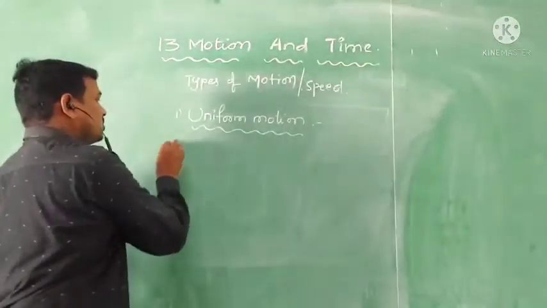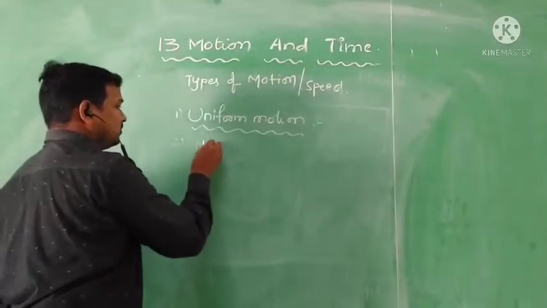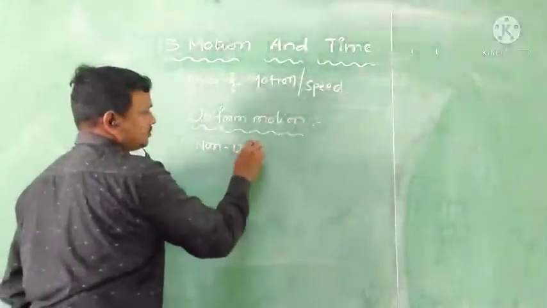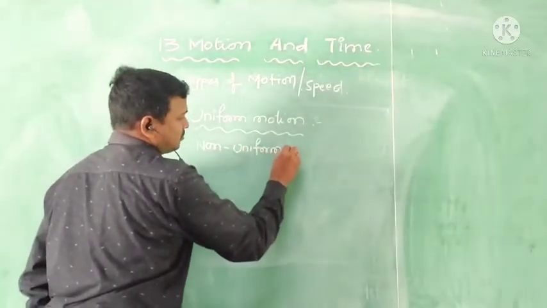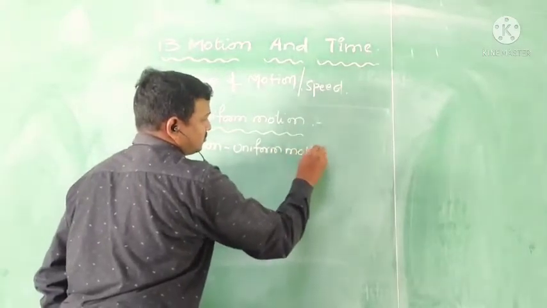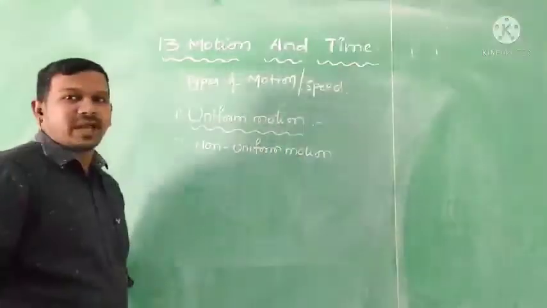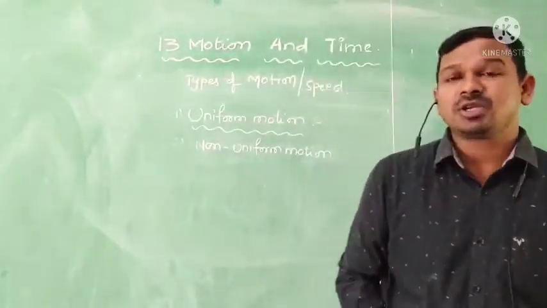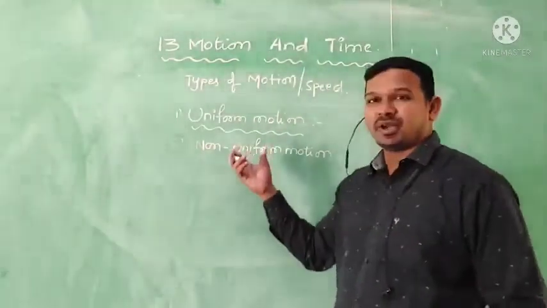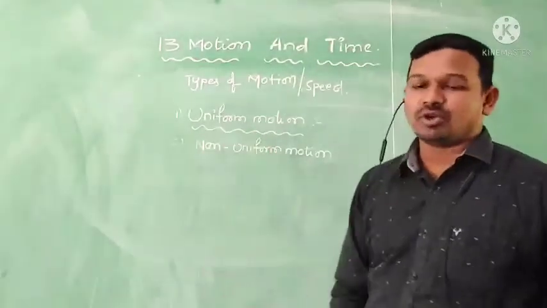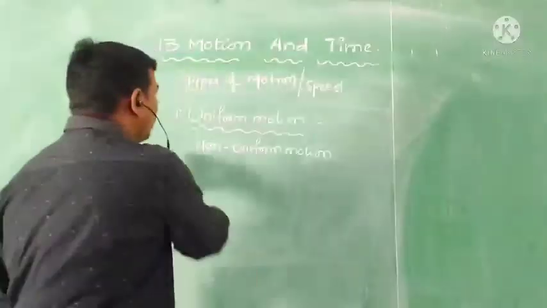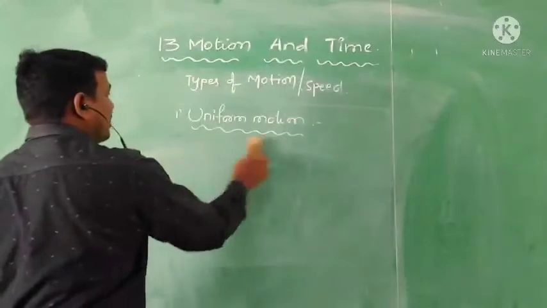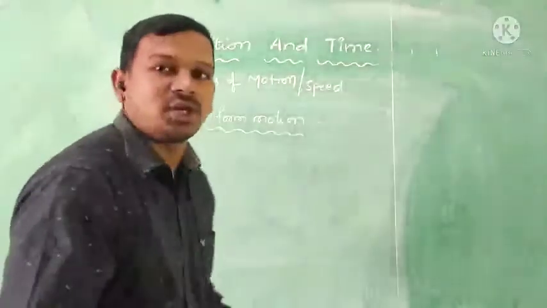And one more is non-uniform motion also. So these are the types of motions. We have uniform motion as well as non-uniform motion. Now we are going to discuss the uniform motion. What is a uniform motion? How are we going to classify whether there is a uniform motion or not?